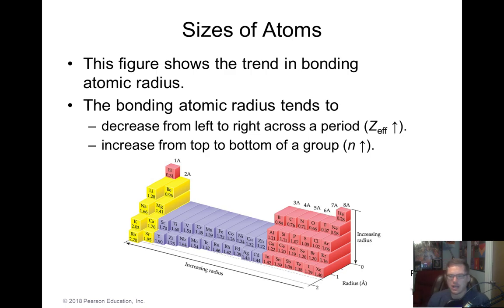In this case, that's the fact that each time we go down, we're going up an n value. This top row is n equals 1, this is n equals 2, then n equals 3, and so on down the periodic table. As we add an n value, we're jumping up an energy level, and every time we jump up an energy level, that is equivalent to an increase in radius. So even though our Z effective is increasing ever so slightly, it's not enough to counteract the fact that we're adding a new subshell.